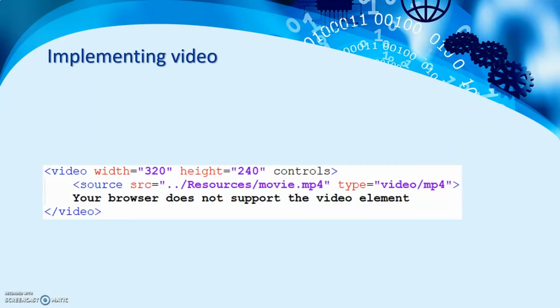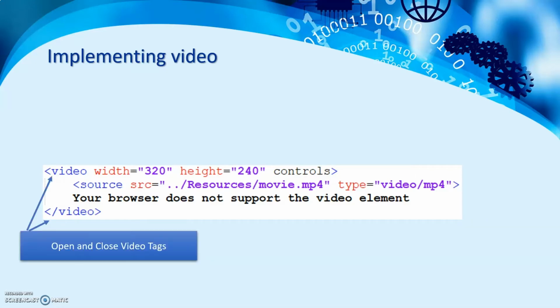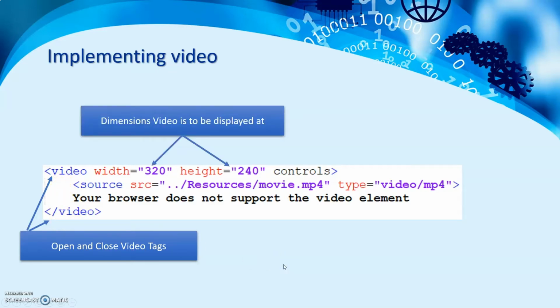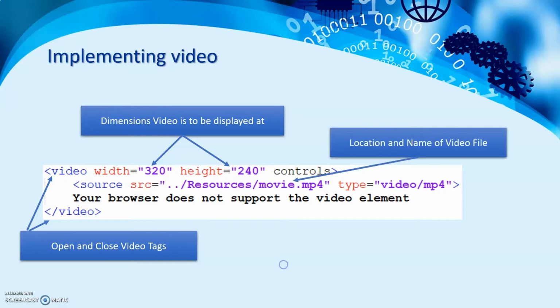When we're looking at implementing video, it's very, very similar. There's the same sort of 4 lines, just one little extra bit. We've got the opening and closing video tags. Then we've got the dimensions that the video will be displayed at. You don't want your entire page taken up by the video, so I've just gone for a width of 320 and a height of 240. You've then got the location and the name of the video file.